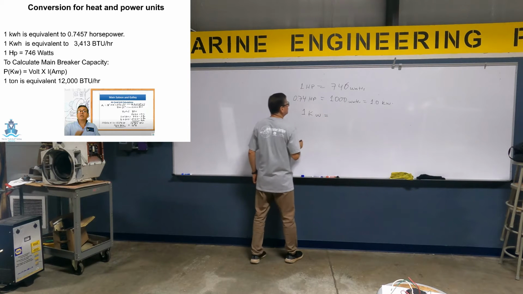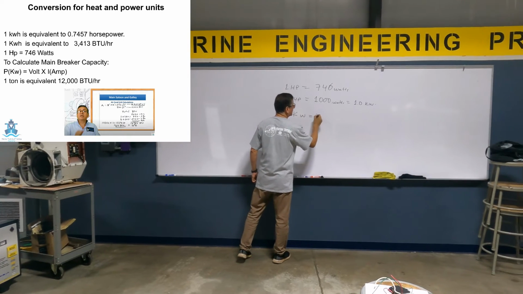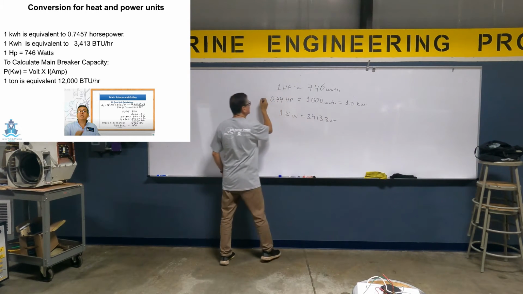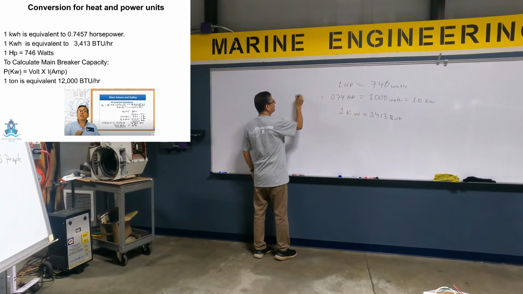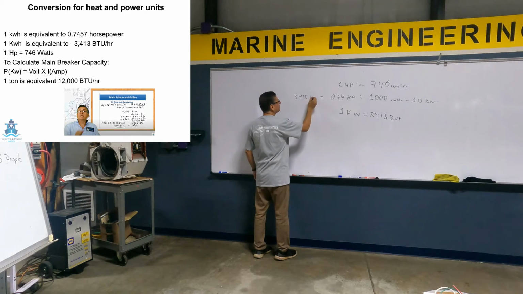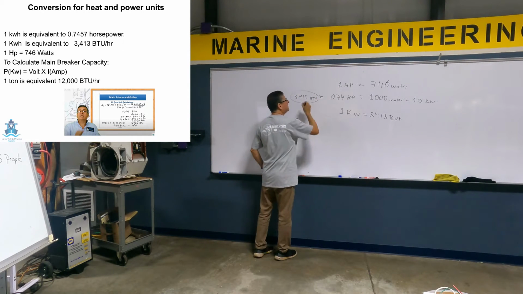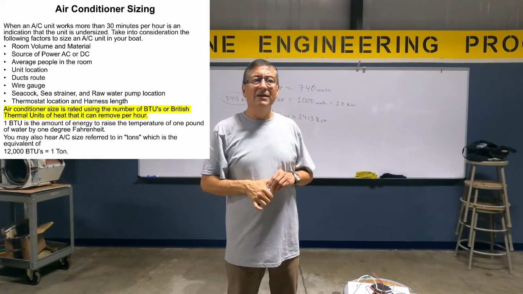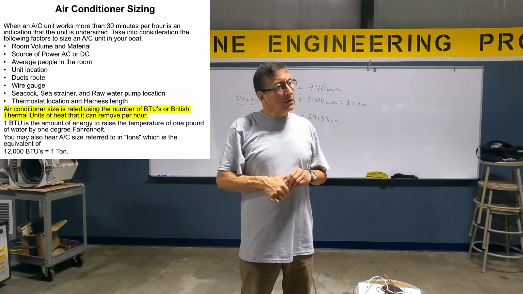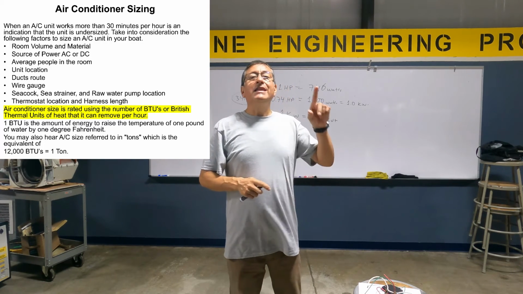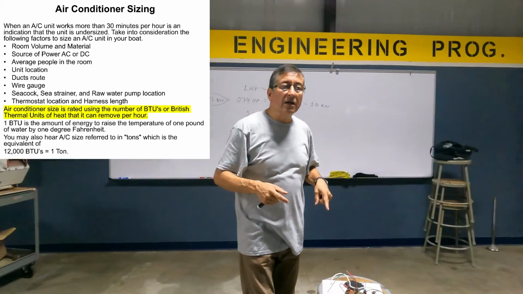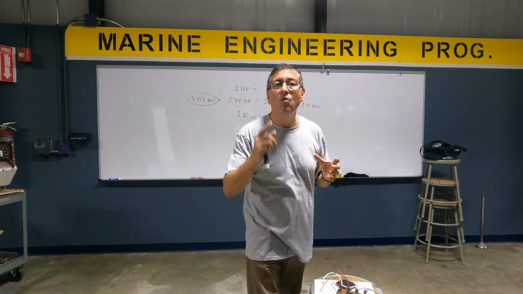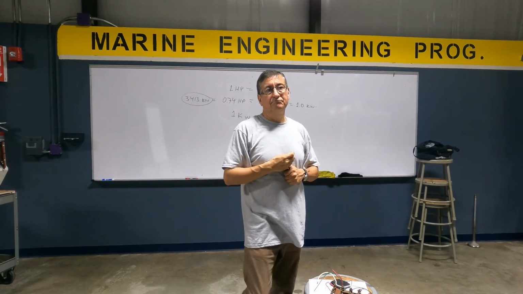to 3,413 BTUs. Oh, wow. The same kilowatt is equivalent to 3,413 BTUs. Oh, wow. British thermal unit. What is the meaning of British thermal unit? The amount of energy required to increase the temperature of 1 pound of water 1 degree Fahrenheit. This is 1 BTU.